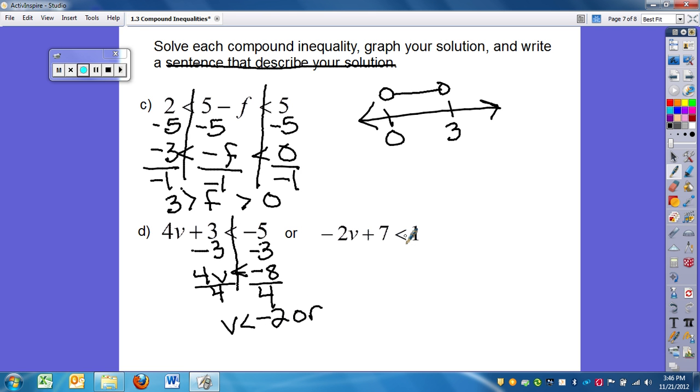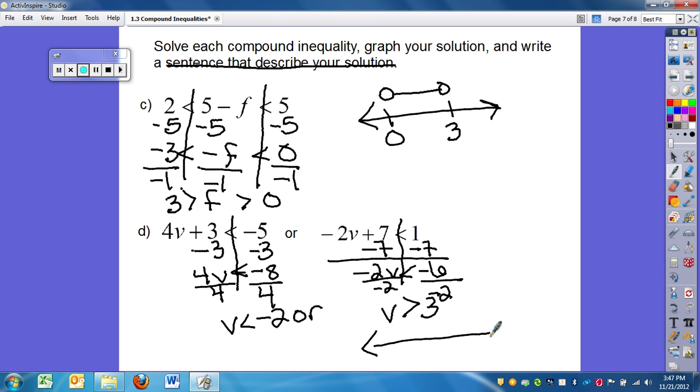Or, then I do this one. Minus 7. Negative 2v is less than negative 6. Divide by negative 2. Again, something should go off in your head. Divided by a negative, so not less than, v is greater than 3.